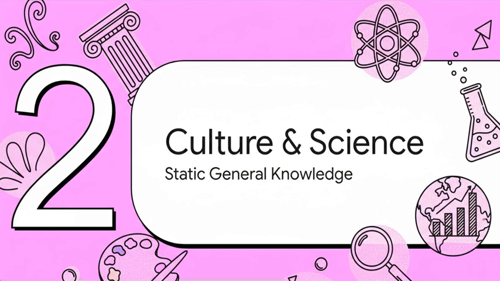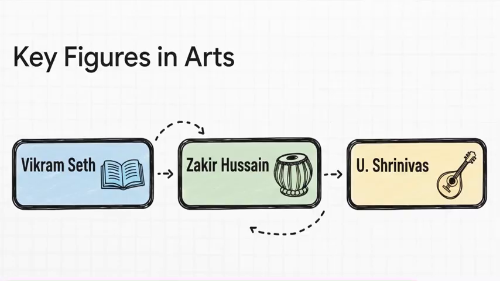Okay, so we see this need for detail in history, but what about other areas? Well, let's take a look. Coming up, we've got a mix of culture, science, and geography. Basically, the heart of static GK. See the pattern here? It's all about connecting the person to their thing.